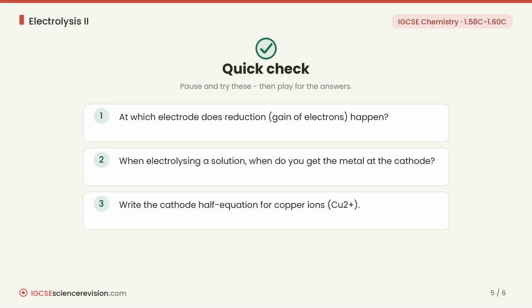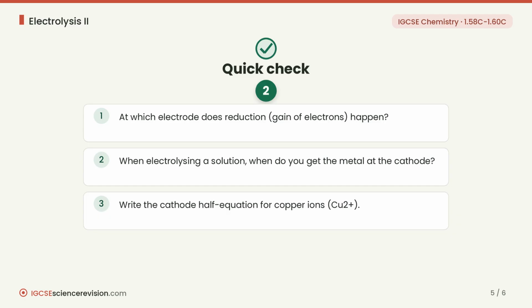Let's check what you've learned. Question 1. At which electrode does reduction, gain of electrons, happen? Question 2. When electrolyzing a solution, when do you get the metal at the cathode? Question 3. Write the cathode half equation for copper ions, Cu2+. Pause the video and have a go.